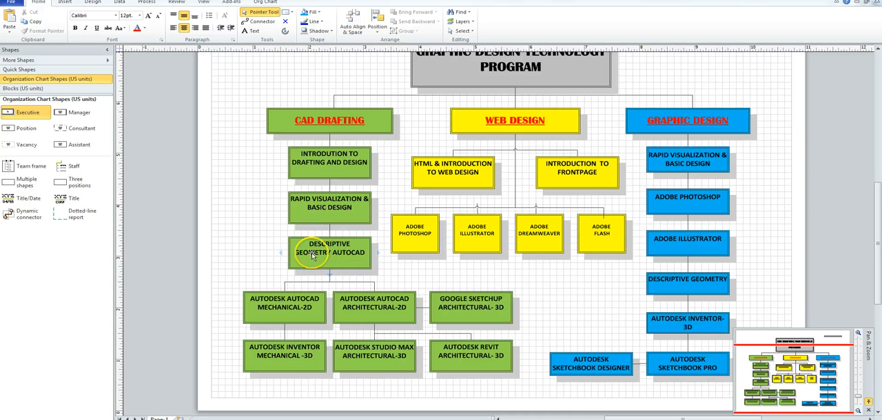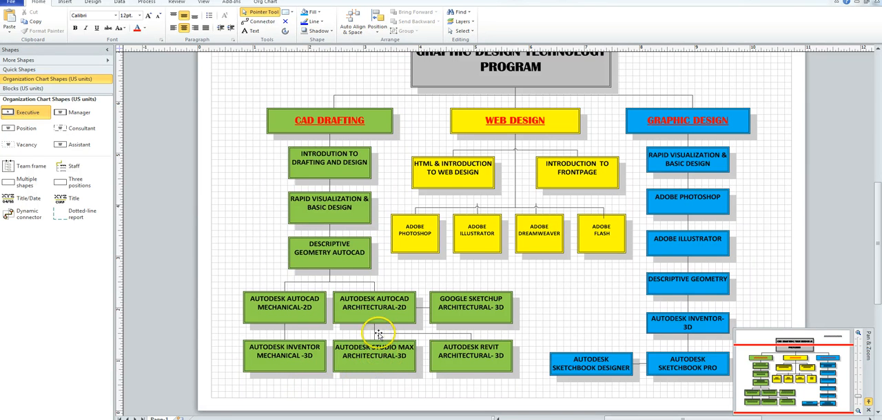Then that divides into two branches. One is AutoCAD Mechanical and the other AutoCAD Architecture. Once we get done with that, we'll go to AutoCAD 3D, which is Autodesk Inventor, where we will be learning how to draw mechanical drawings using Autodesk Inventor.